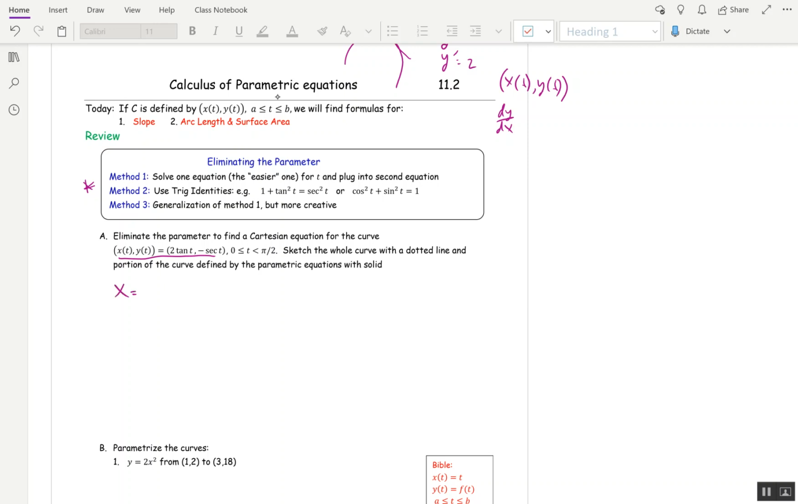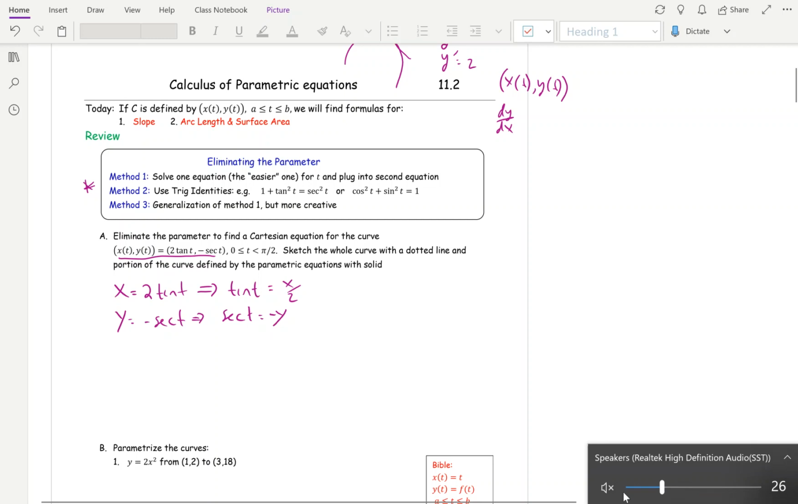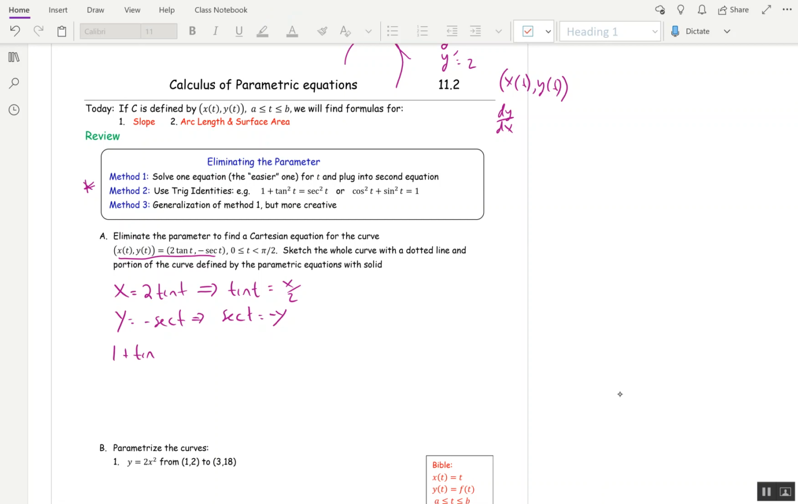So remember, a parametric curve can be given as one equation with x and y in parentheses, or you can write it as two separate equations. X is 2 tangent t, and y is negative secant t. So solve this one for tangent. Tangent t is x over 2. And solve this one for secant. Secant t is negative y. And so we use 1 plus tangent squared t is secant squared t.